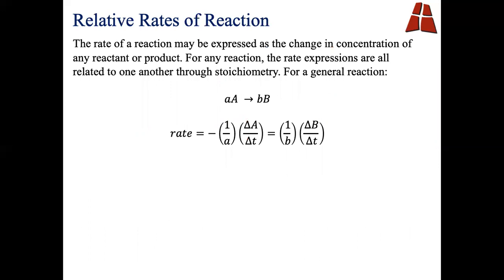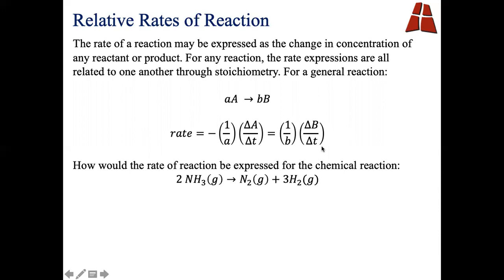If we want to express this in another way, we should factor in our stoichiometric coefficients, represented here by our lowercase letters. If it is a reactant, we will have the negative sign because, again, as a reaction occurs, our reactant concentration will decrease and our product concentration will increase. So our rate will be equal to -1 over a multiplied by the change in concentration of A over the change in time. That is going to be equal to a positive 1 over b multiplied by the change in concentration of B over the change in time.